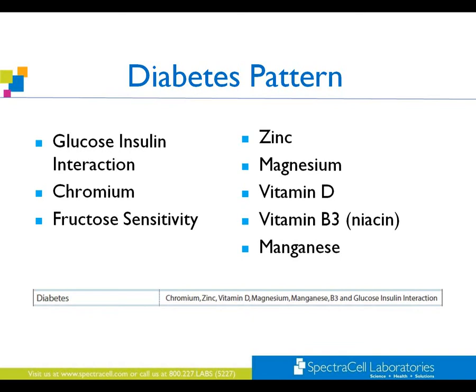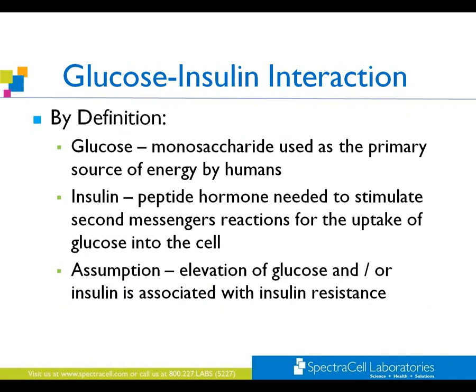Now, when you look at this, what makes up a diabetes pattern? Well, within your carbohydrate metabolism section, you've got the glucose-insulin interaction, chromium, and fructose sensitivity, and then outside of that, some of the nutrients that tend to present more consistently are going to be zinc, magnesium, vitamin D, B3, and manganese. What I want to do from this point is take each one of these and give you more background and show you how and why these nutrients fit into these patterns. So when you see them, you'll have a firm understanding of biochemically what's occurring with these patients.